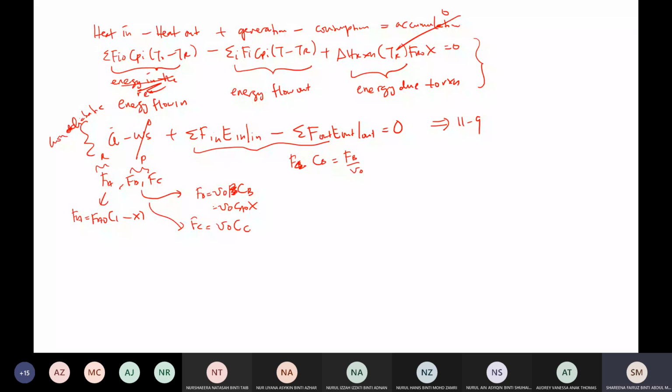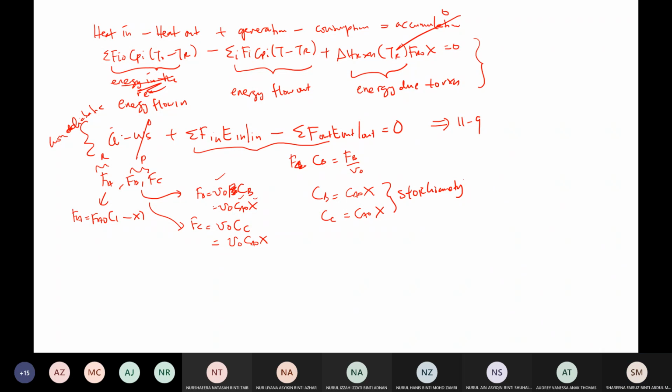Just rearrange: V0 times CC, remember this is product. So pecahkan, this is equal to V0 CA0 X, sebab CB is equal to CA0 times X and CC is equal to CA0 times X. This is from stoichiometry. Kita dah cancelkan yang theta tu sebab this is in product. Daripada situ sebab information of V0 is given, CA0 is given, X is given, you boleh dapat FB, FC dengan FA. So from here you kena expand this equation.